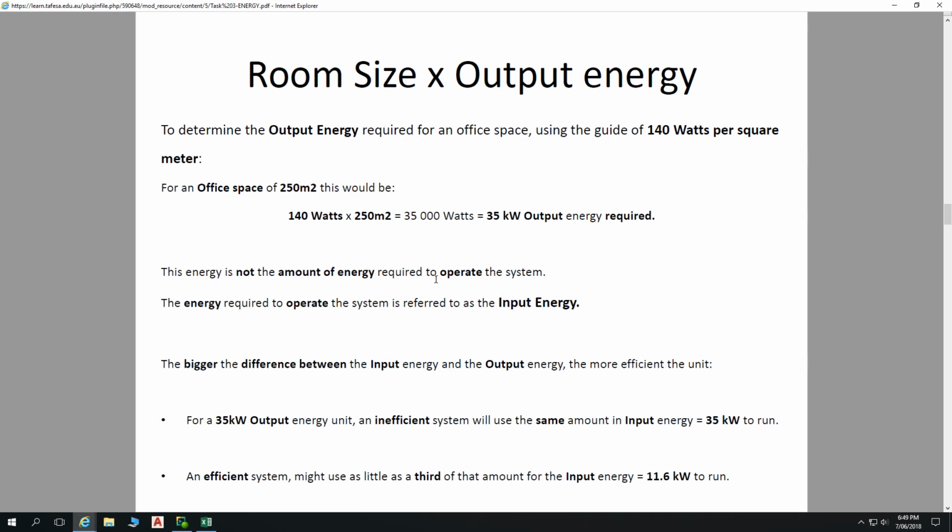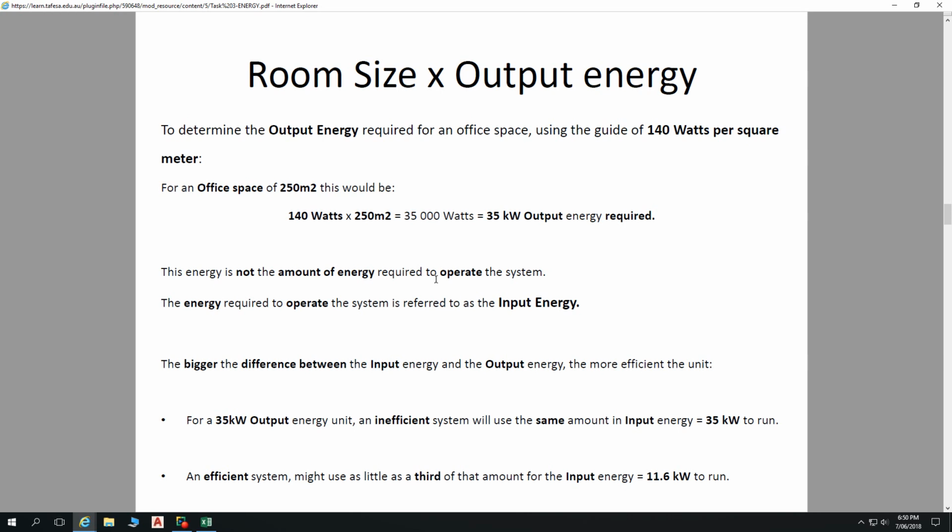But that's not the actual input energy of the unit. The energy required to operate the system is referred to as input energy. The bigger the difference between the input energy and output energy, the more efficient the unit. So for a 35 kilowatt output energy unit, an inefficient system will use the same amount of input energy, so 35 kilowatts to run. An efficient system might use as little as a third of that amount, so an input energy of 11.6 kilowatts to run.